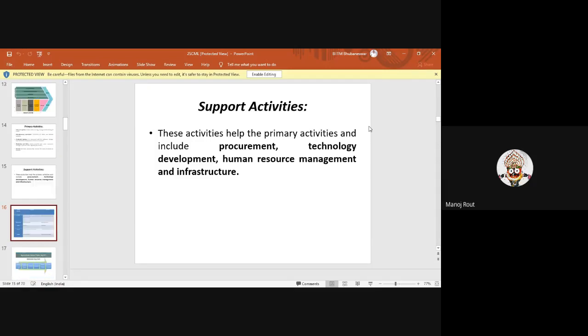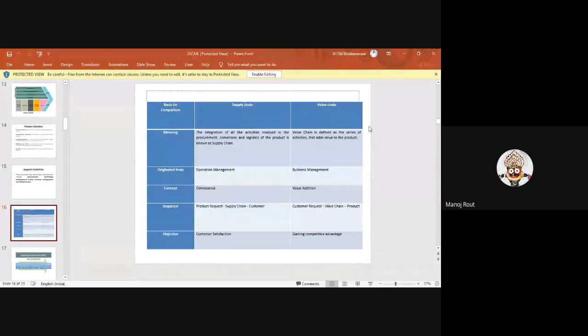So if you go to the next one, this is the basic comparison between supply chain and value chain. If you go to the first point, that is the meaning. The integration of all activities involved in procurement, conversion, and logistics of a product is known as supply chain. But in the case of value chain, it is defined as a series of activities that add value to the product. Supply chain originated from operations management, and value chain from business management. The concept of supply chain is convenience, and in the case of value chain, value should be added.